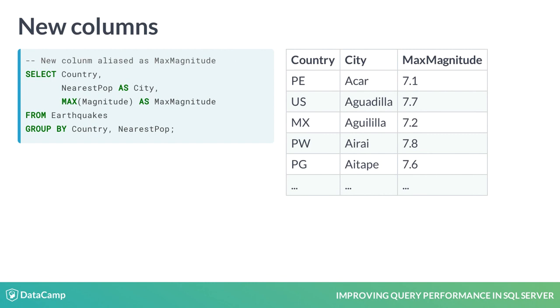Anytime a new column is created, it should be given an alias. Doing this indicates what information is in the column and is also required if the column is referenced or used elsewhere in the query. In this example, we're creating a new column, which is the maximum magnitude earthquake by country and nearest population. We alias the new column as max magnitude.